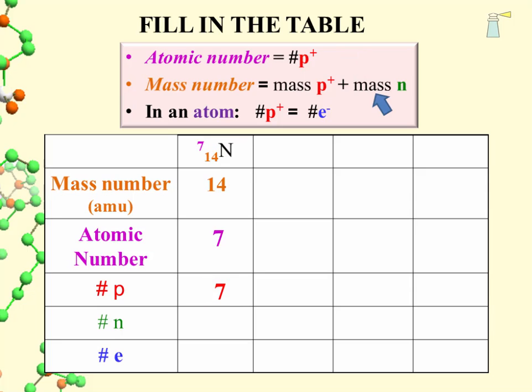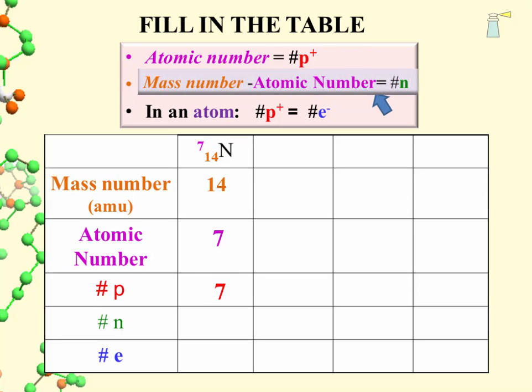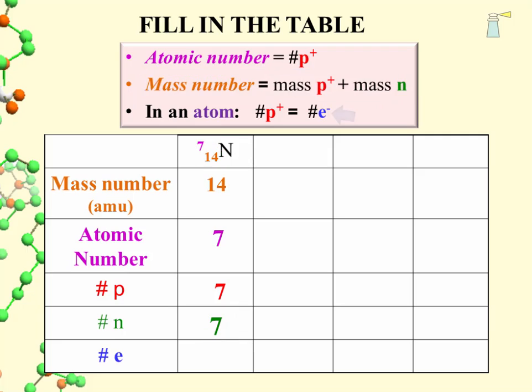The number of neutrons we get from our modified version of the mass number definition. That's mass number 14 minus atomic number 7 to give us a 7 for the number of neutrons. And we can get the number of electrons from the equality of the number of protons to electrons in an atom. Since the number of protons is 7, the number of electrons is 7. That fills the column. Okay, let's try another one.